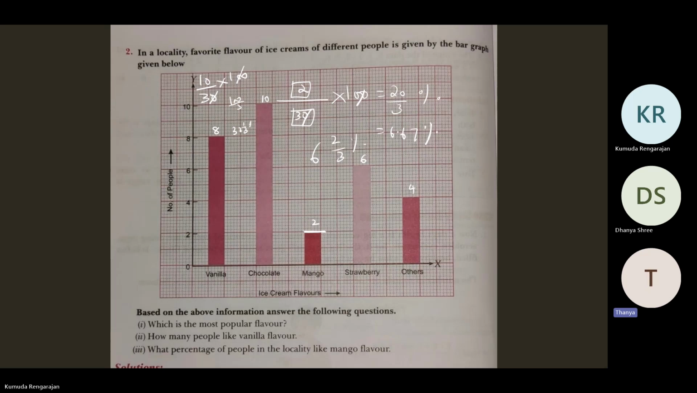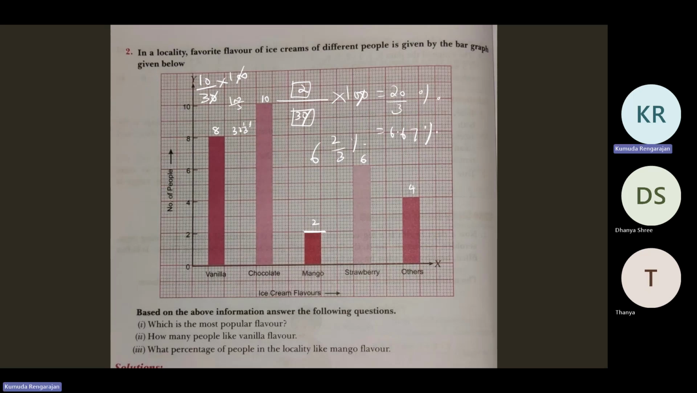Were you asking separately for strawberry and separately for others? No. I asked you what is the percentage of people that like strawberry and others. That is one question. Okay, I thought separately. No. What percentage of people in the locality like strawberry and others? So you should put both together. Strawberry and others is 6 plus 4, 10. So 10 by the total 30 into 100. The answer 33 1 by 3%. Correct.